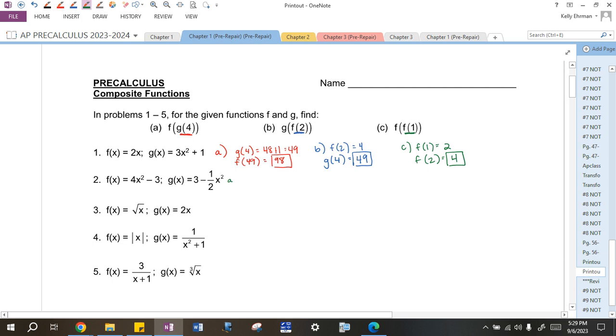So part A, for number 2, we start with g of 4. That's 3 minus 1/2 times 4 squared is 16. 3 minus 8 is negative 5. And then it's f of negative 5. That's 4 times 25 minus 3. So 100 minus 3 is 97.